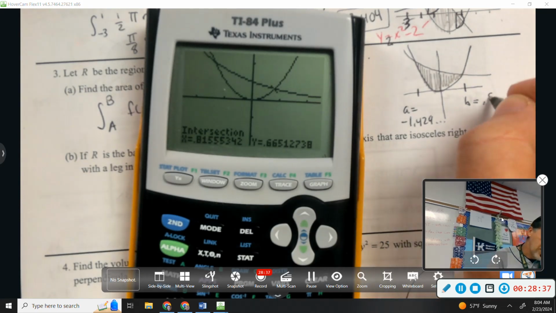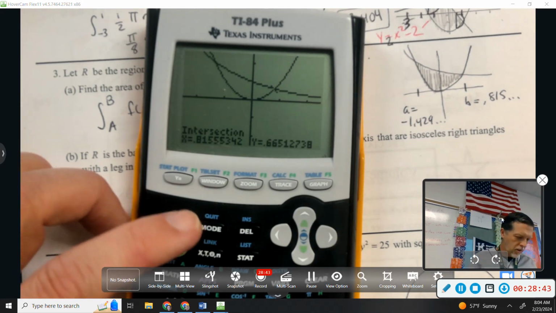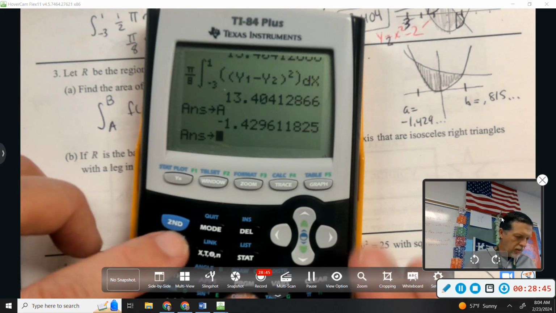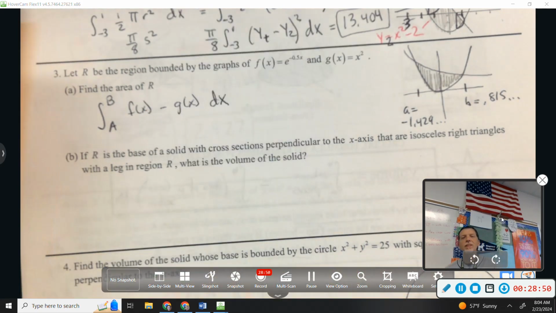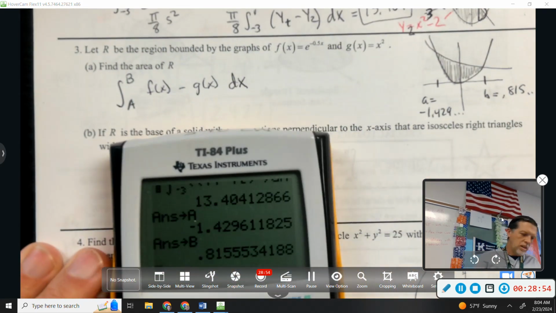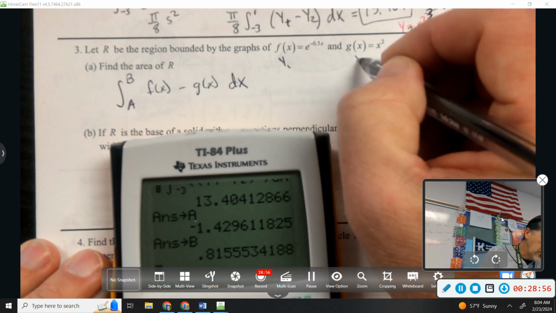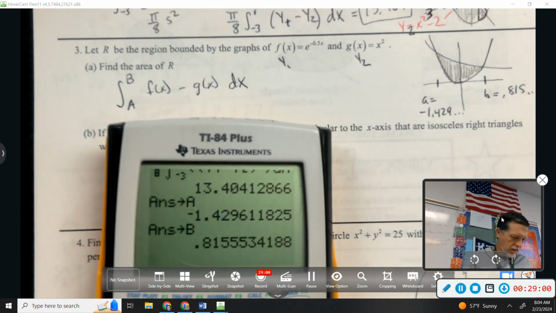.816 or .815... It doesn't matter about all the decimals because I'm going to store it as B, and then I don't have to remember or write down all that stuff every single time. Let's see, this one was Y1, this one was Y2. You don't have to label those, but it might help you keep track of things.